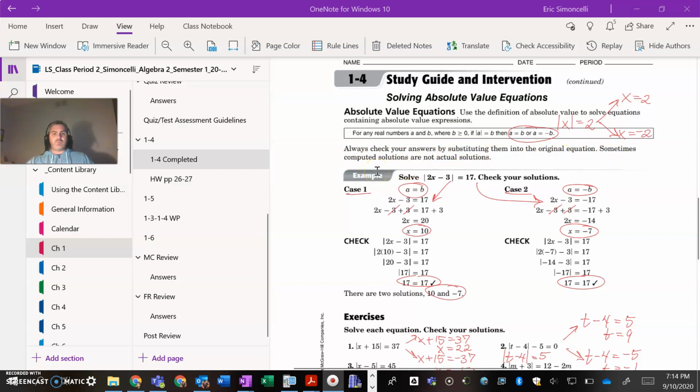and sometimes, as you'll see, computed solutions are not actual solutions. So in some cases, even after checking, it doesn't work. So you do need to check your answers.